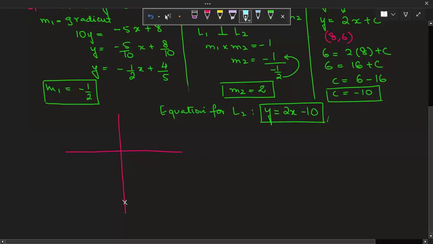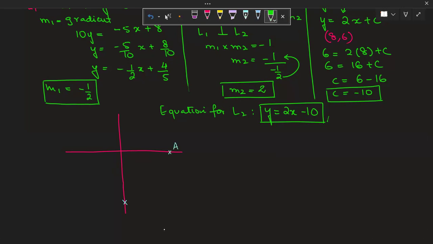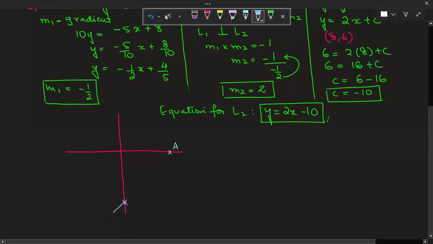So that point will be there, and A point will be here, right? Okay. So the line has to rise like this. So L2 is this one.